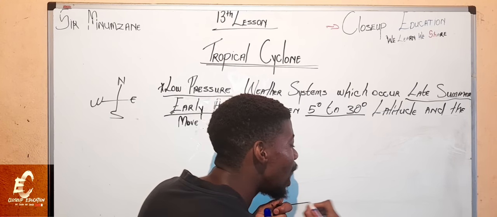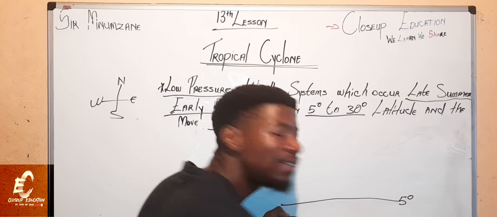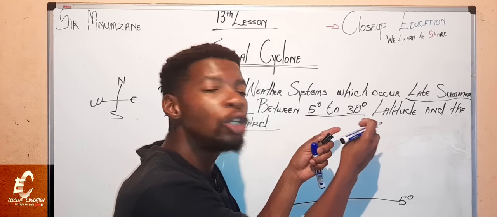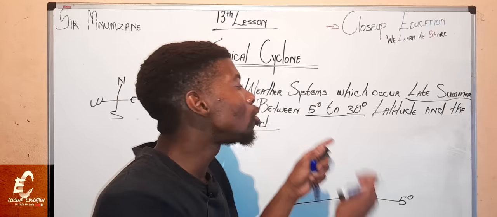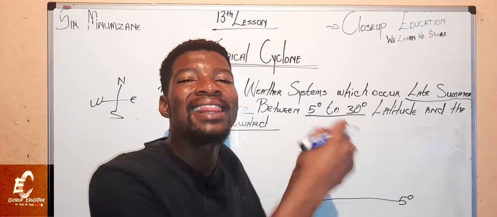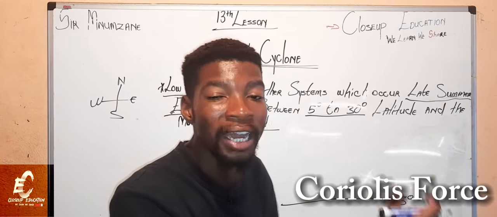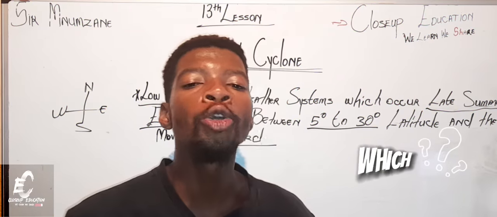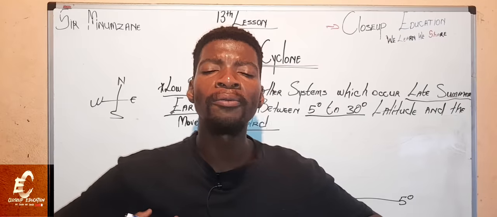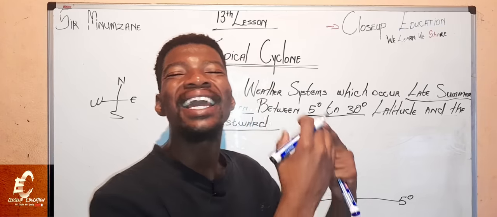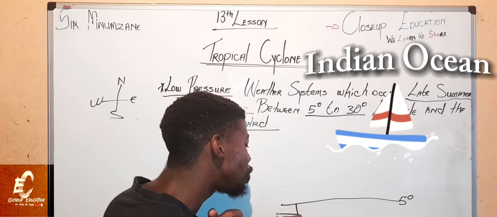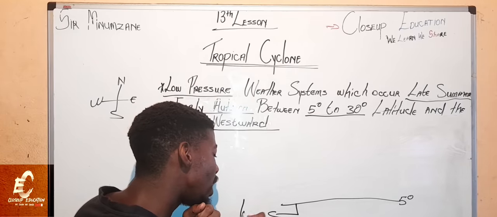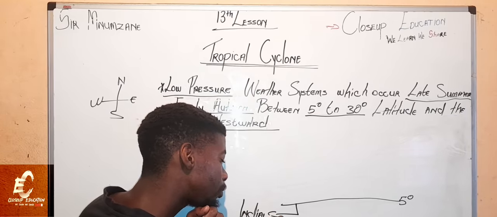So this is our latitude line, which is our 5 degree latitude line. I said it occurs between 5 degrees to 30 degrees. Why? Because from 5 degrees to 30 degrees, there is Coriolis force. I've spoken about Coriolis force; watch the video I've dropped before this one. So which ocean are we going to be using? Because I'm from South Africa, we'll be using the Indian Ocean. The Indian Ocean is also found in the subtropics, right? So this is our Indian Ocean.